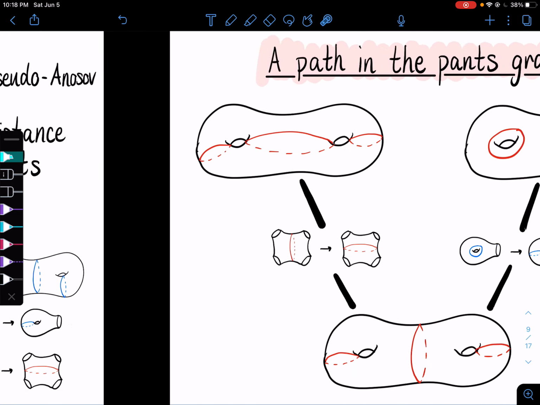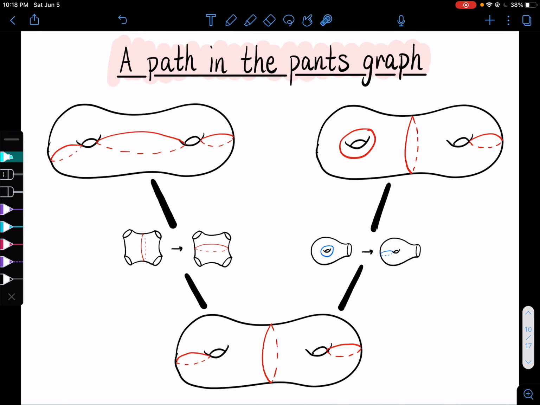In case you haven't seen or thought about the Pants graph before, here's just a very little path in it, where I start off with one of my Pants decompositions of my genus 2 surface. I do a Pants move that happens on a four-holed sphere, so I take this curve and flip it to this one. And then I do one of my Pants moves that happens on a one-holed torus, and I take my curve over here and flip it around to here. Okay, so here's just a little toy piece in my Pants graph.